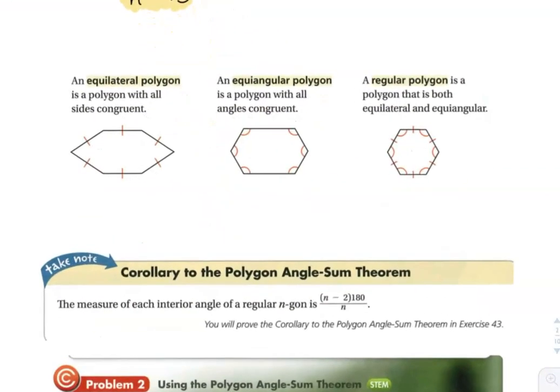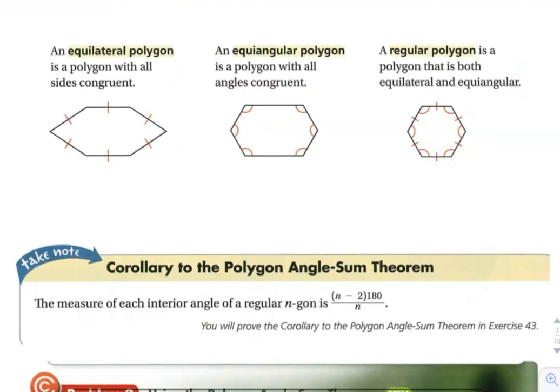All right, here's some vocab to be familiar with, guys. So equilateral, equiangular, you guys have used those terms for triangles. So here we're just applying them to polygons. But you'll also see this term called a regular polygon. All that means is that the polygon is both equilateral and equiangular. Okay, all the sides and all the angles are congruent.